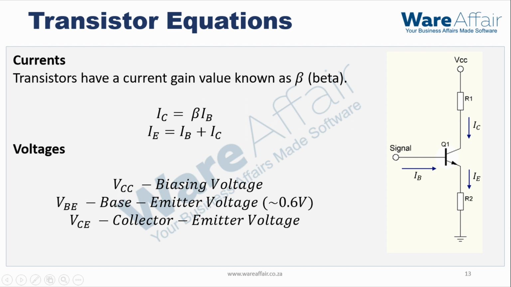When it comes to voltages, there are three voltage points that are important for transistors. There's VCC, which is the biasing voltage, VBE, which is the base emitter voltage, which is typically around 0.6 volts. This is the voltage that is needed for the transistor to turn on. There's VCE, which is the collector emitter voltage.